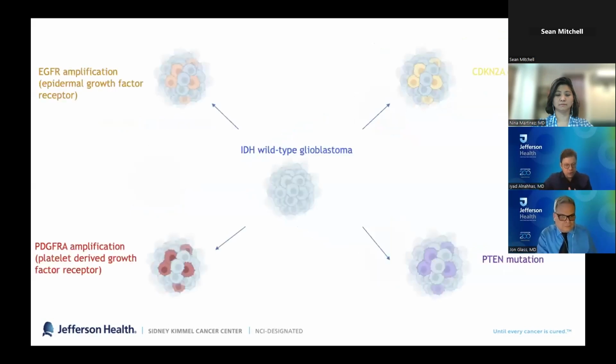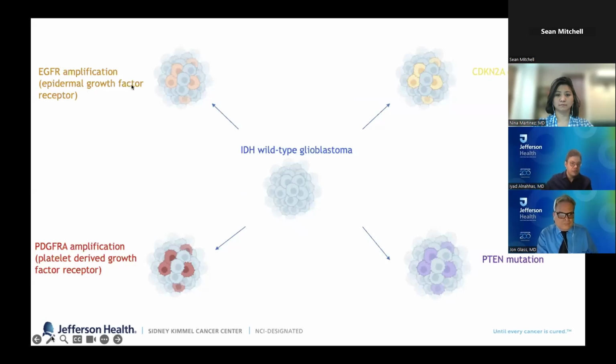So without getting into a whole lot of details, that's the concept of sequencing. Not only are we learning about IDH and MGMT, but we're learning about some other mutations that become relevant, especially when we think about treatment for this disease. So for example, one of the most common changes that happen within the IDH negative glioblastoma is what we call the epidermal growth factor receptor amplification.